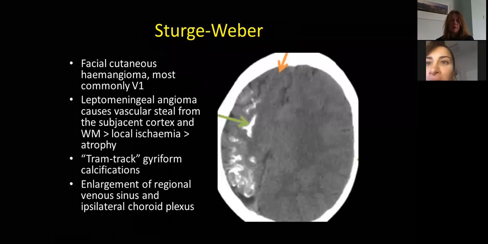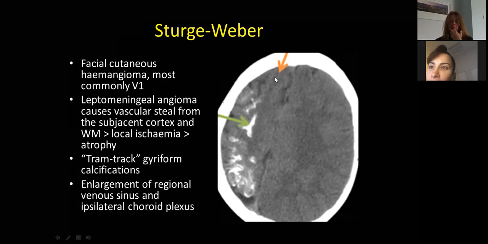So, and then finally, on vascular calcification, this is just an example of Sturge-Weber. So these are patients who have a hemangioma, usually ophthalmic division of the trigeminal nerve, and it's like a port wine stain. And they have pial or leptomeningeal angiomas. And this is what you get on an axial CT, so atrophy of the brain. You get this tram track and gyriform calcification.